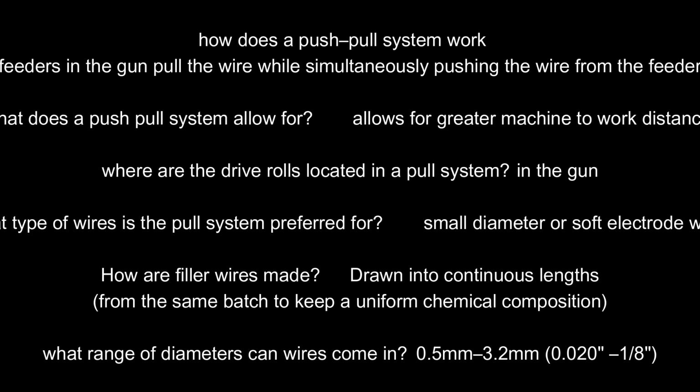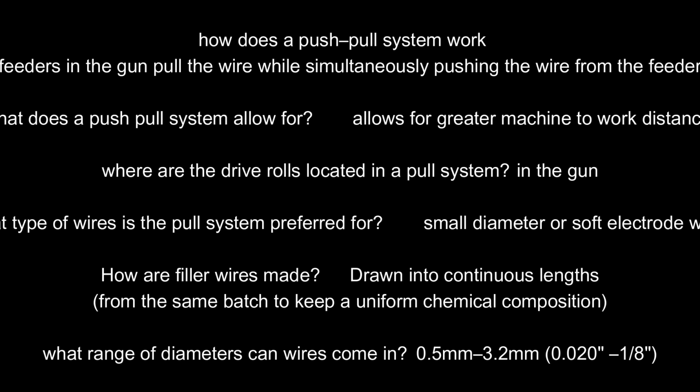How does a push-pull system work? Feeders in the gun pull the wire while simultaneously pushing the wire from the feeder. What does a push-pull system allow for? Allows for greater machine-to-work distances. Where are the drive rolls located in a pull system? In the gun. What type of wires is the pull system preferred for? Small diameter or soft electrode wires.